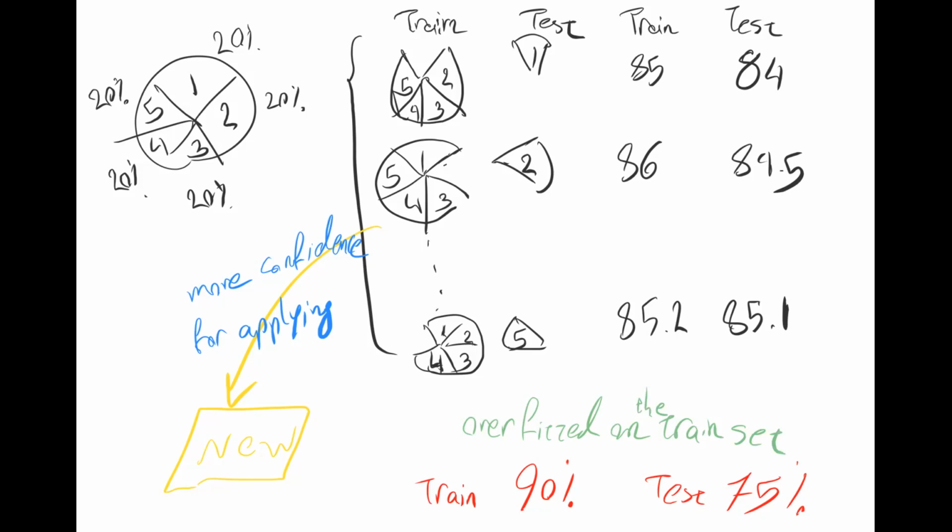Yes? When we use K-fold cross-validation, do we use the average of the error of the train and compare it with the test? Yeah, you can compare the averages and variances. You can consider both. For example, let me erase this.